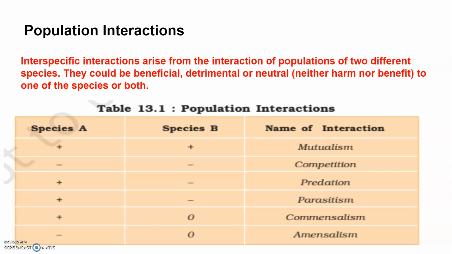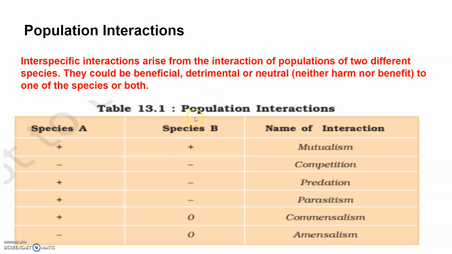It is obvious that in nature, animals, plants, and microbes do not and cannot live in isolation but interact in various ways to form a biological community. So, even in minimal communities, many interactive linkages exist, although all may not be readily apparent. Now, interspecific interactions arise from the interaction of populations of two different species. They could be beneficial, detrimental, or neutral, neither harming nor benefiting one of the species or both.